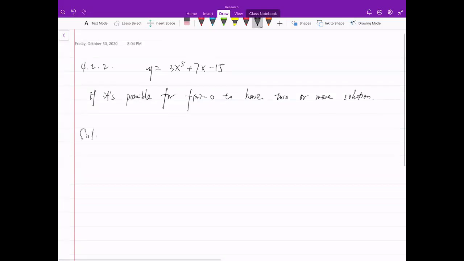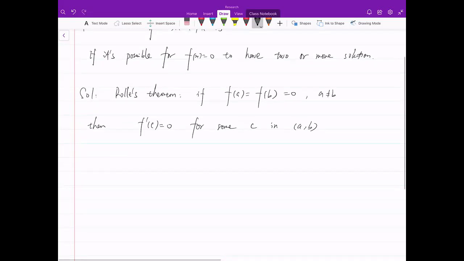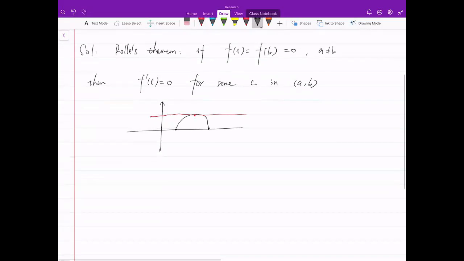Number 1, according to Rolle's theorem, this one is clearly continuous, right, and differentiable, right? Therefore, if you have 2 points, which means 2 roots, then f prime c equals 0 for some c in (a, b). Being said, if you have something like this, and this function touches this one at 2 points, then somewhere in between, your derivative is going to be 0.